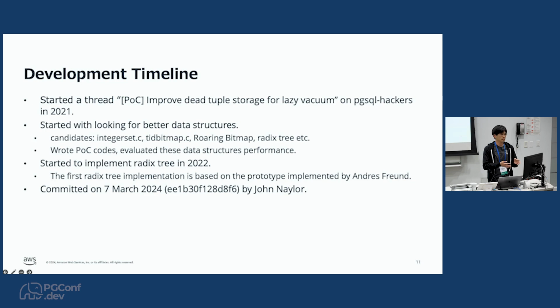Andres Freund proposed the radix tree and provided his prototype patch, and we evaluated the performance of these data structures. As a result, his prototype patch had very, very good numbers, and we also discussed that the radix tree can be used in other components than vacuum in PostgreSQL. So we decided to implement and polish his patch, which was in 2022. Collaborating with John Naylor, we implemented the radix tree in PostgreSQL, and finally it was committed last March by John Naylor.